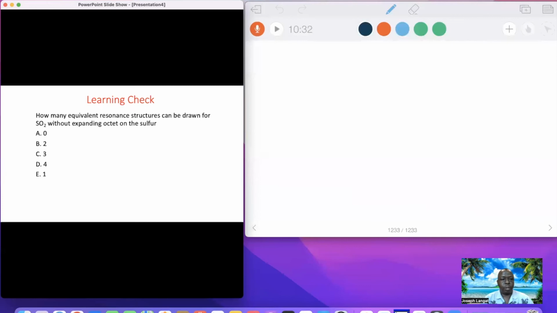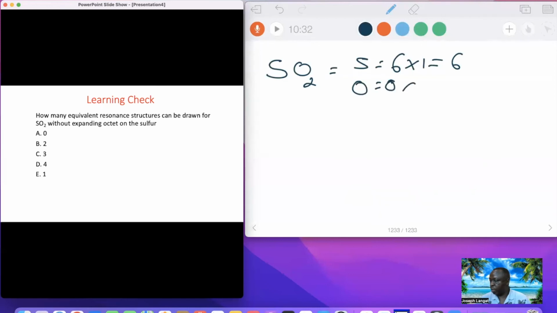Now, how many equivalent resonance structures can be drawn for SO2 without expanding the octet on sulfur? For this, you need to draw the Lewis structure, which means sulfur is in group 6, with 6 valence electrons. Oxygen is group 6, times 2 is 12. So we have 18 valence electrons for that.